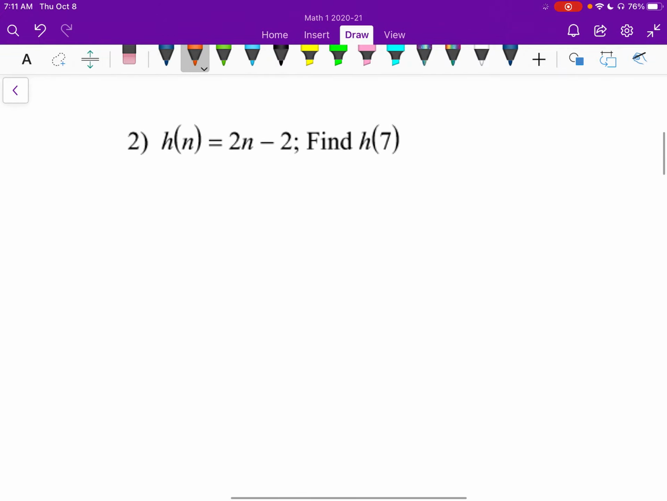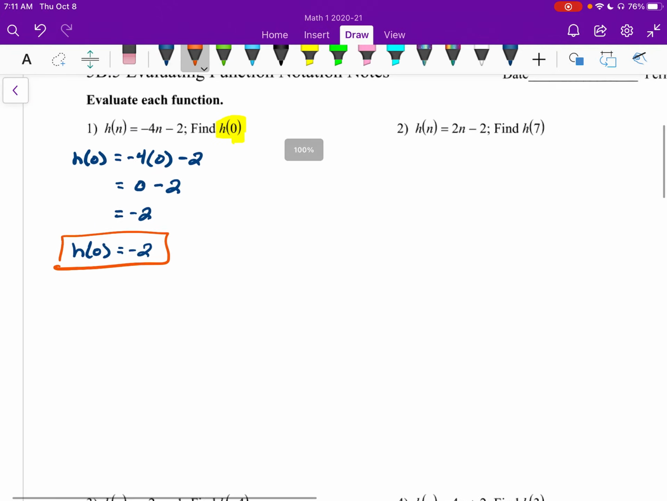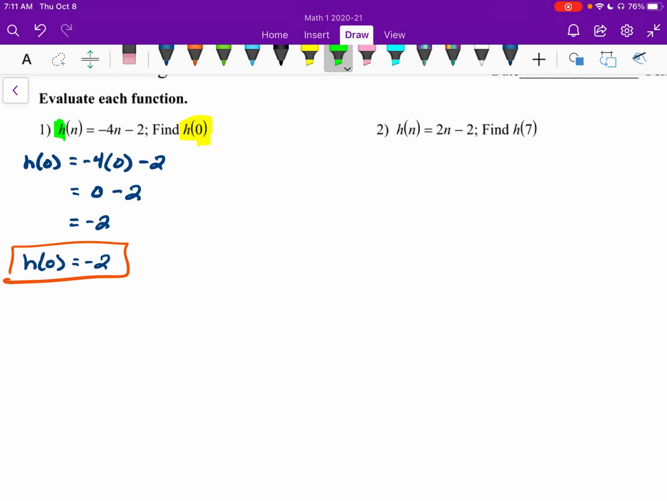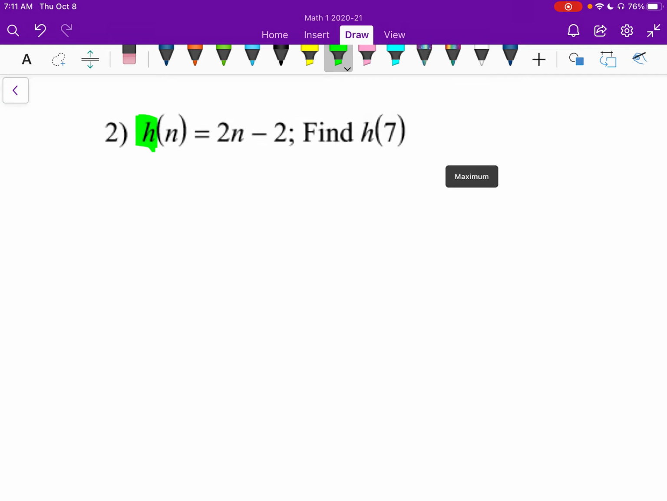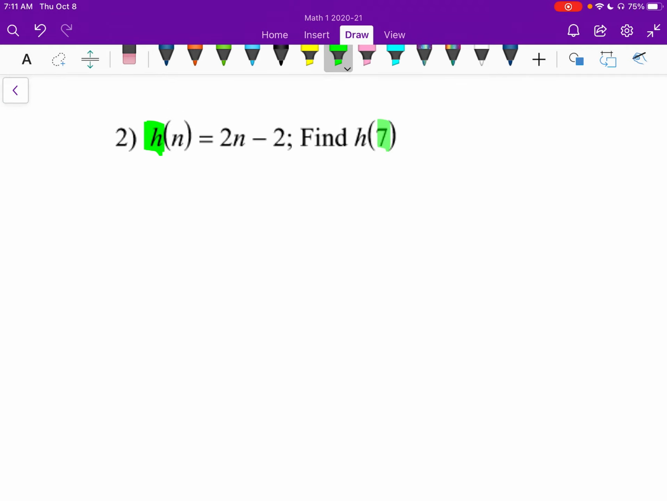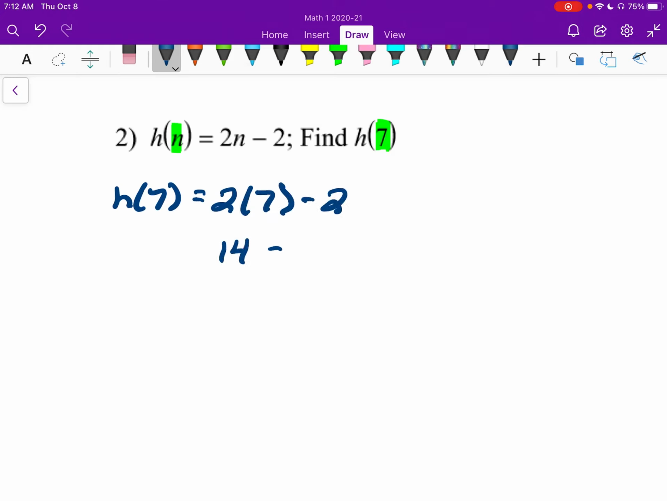Number 2, find h of 7. So this is a different problem, and this can be kind of confusing sometimes because they both used an h here in the beginning. But because they're different problems, you can just treat them as completely separate scenarios, okay? So we're going to plug in a 7 for our n. So I'm going to say h of 7 equals 2 times 7 minus 2, which is 14 minus 2, which is 12. And then to finish off, I'm going to write, well, h of 7 equals 12.